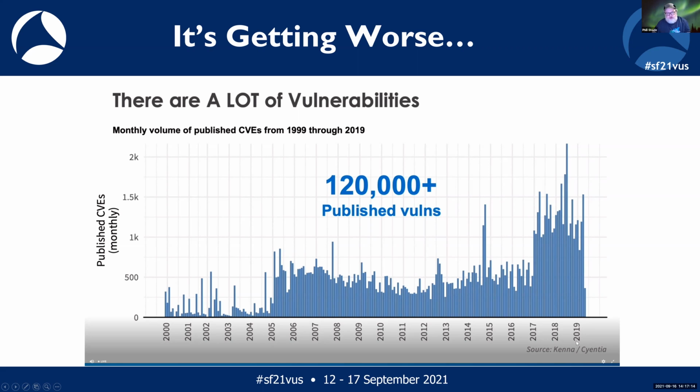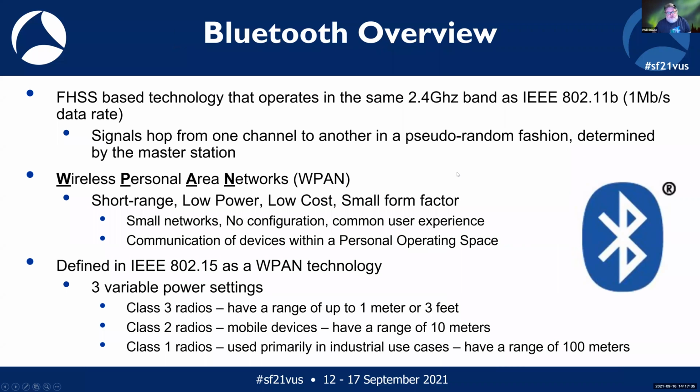So as of 2019, 120,000 plus published vulnerabilities. And that number is extremely low. It really is. 2019, we saw the Mirai botnet. It had 14 million IoT devices in the botnet. And that's pretty frightening if you think about it.